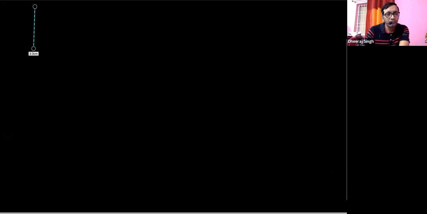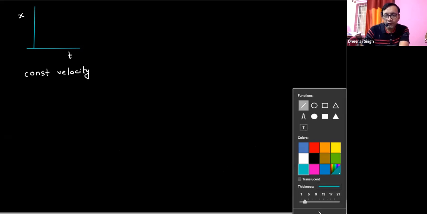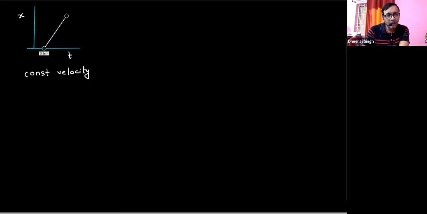So quickly, few conclusions, then we'll move ahead. If it is a constant velocity, how the XT graph looks like? XT graph, constant velocity. Straight line. The good thing about the straight line is that the slope of the tangent at every point is that straight line only. Okay, so straight line is a constant velocity. This one is constant velocity.